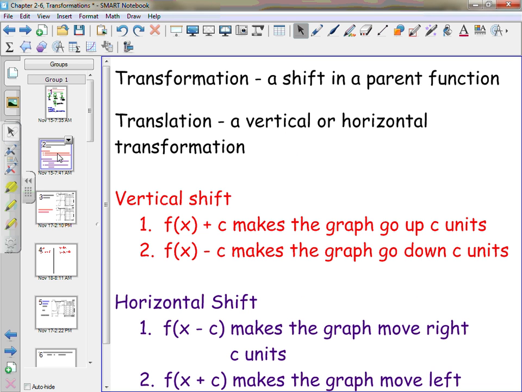Alright, now, a transformation is a shift in a parent function. A translation is a vertical or horizontal transformation. Now, a transformation and translation sound very similar, right? A transformation is going to be a shift some way, somehow. They kind of are synonyms for each other. Now, a vertical shift, this is very, very important, means you're going to add c units and it's going to put the thing up c units.